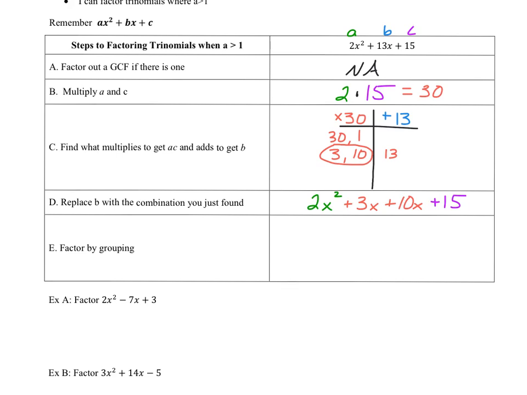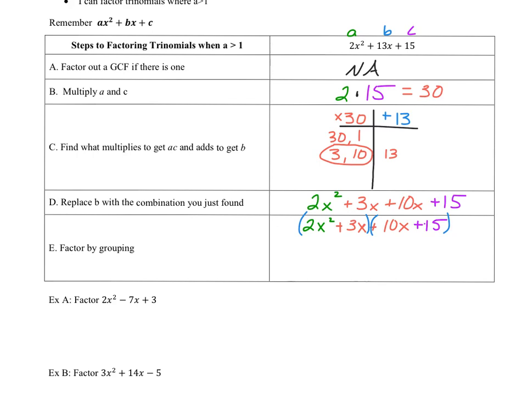Okay, so I've got that, and so part E, it says to factor by grouping now, and the reason I'm going to do grouping is I have 4 terms, right? So I'm going to rewrite it down here to show my work. And so I'm going to group it. So I'm going to group those two together, and those two.